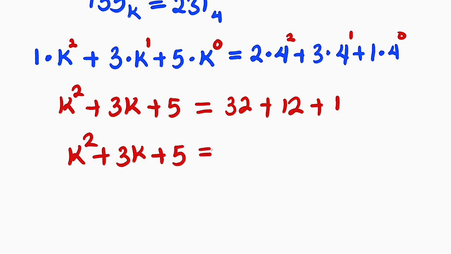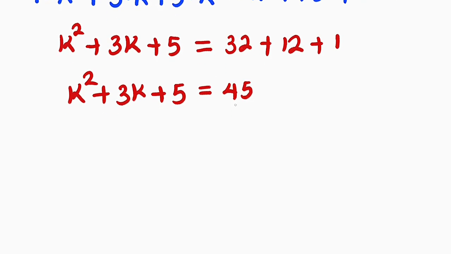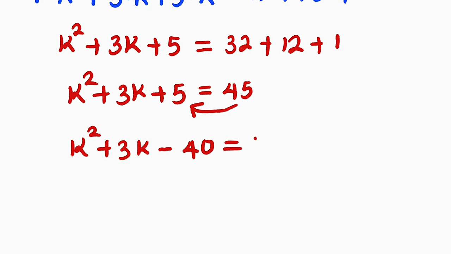And this is equal to, let's add these numbers together. If you add this to this, you're going to get 44 plus 1 is 45. Take 45 to the left hand side, it becomes negative. So you have 5 minus 45, which is negative 40. So k squared plus 3k minus 40 equal to 0, which is a quadratic equation in terms of k.